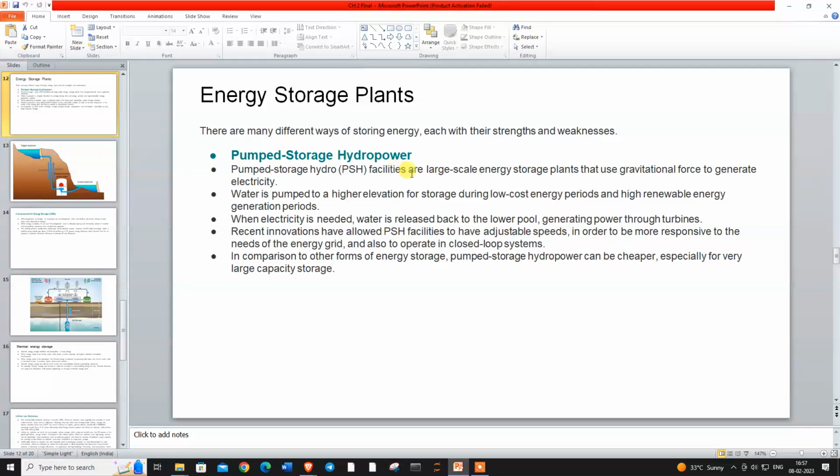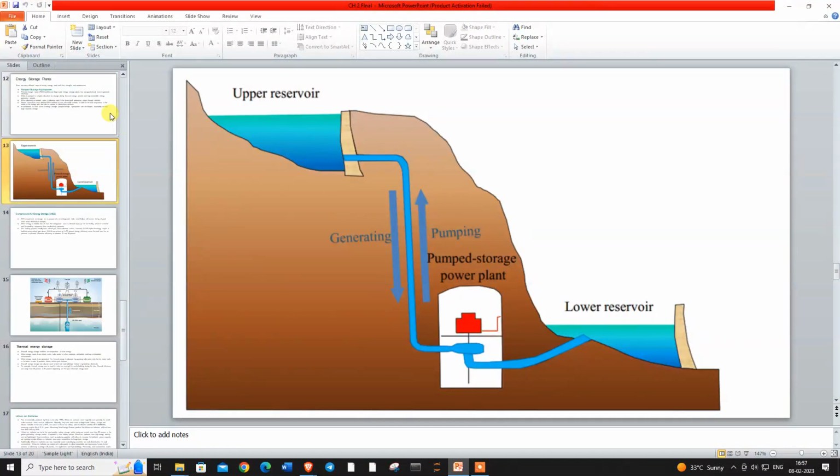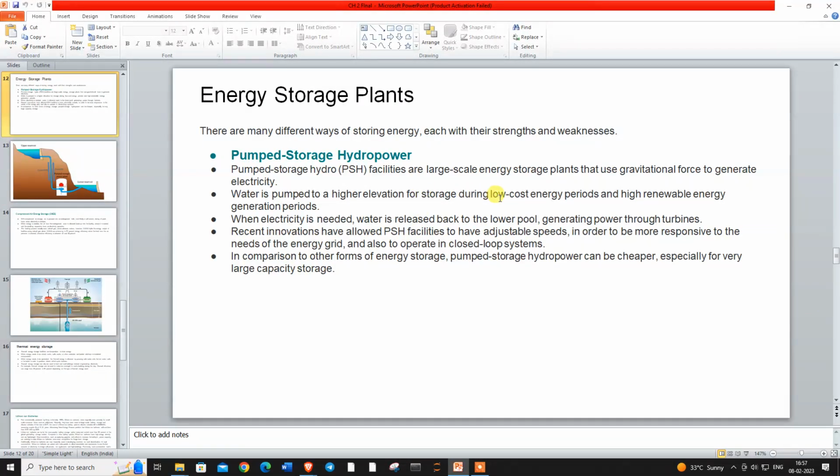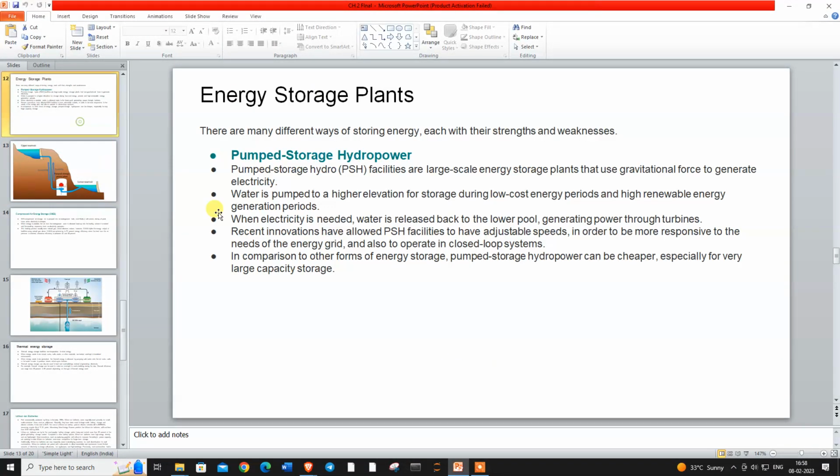Now these are large scale energy storage plants that use gravitational force to generate electricity. Principle of the pumped storage hydroelectric power plant: as we can see here, the water is pumped from a lower to a higher elevation for storage during low cost energy periods, during off peak periods and high renewable energy generation periods. Now when electricity is required, the water is released back to the pool. For example, when electricity is needed, water is released back to the lower pool, generating power through turbines.